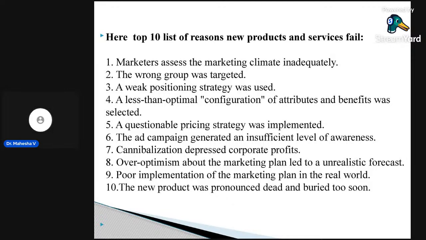Cannibalization depressed corporate profits. Optimism about the marketing plan led to an unrealistic forecast. Poor implementation of the marketing plan in the real world. The new product was pronounced dead and buried too soon. This will make your product lose the market very soon.